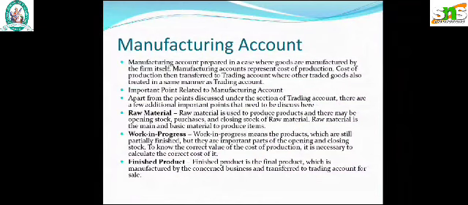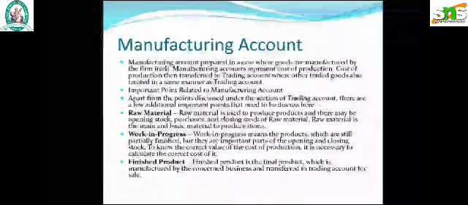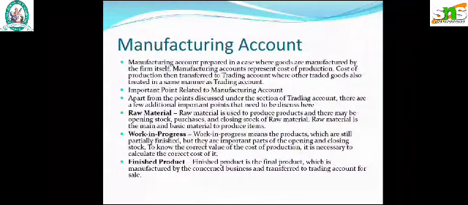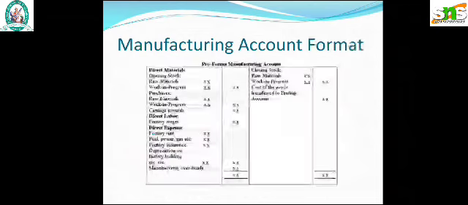Next point is work in process. Work in process means the product which is still unfinished but they are an important part of the opening and closing stock. To know the correct value of the cost of production, it is necessary to calculate the correct cost of it. Next one is finished goods. Finished product is the final product which is manufactured by the concerned business and transferred to the trading account for sale. This is the format of manufacturing account.